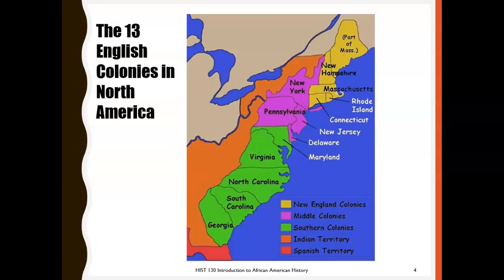And then you have the middle colonies, Delaware, New Jersey, Pennsylvania, and New York. And then at the top you have the New England colonies of Connecticut, Rhode Island, Massachusetts, New Hampshire, and Maine. We will come back to the different colonies in this lecture and in the next lecture.